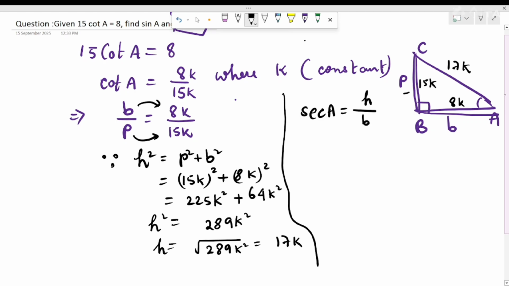So if the hypotenuse value was 17k and the value of base was 8k, my answer is going to be 17 by 8. That is your answer.